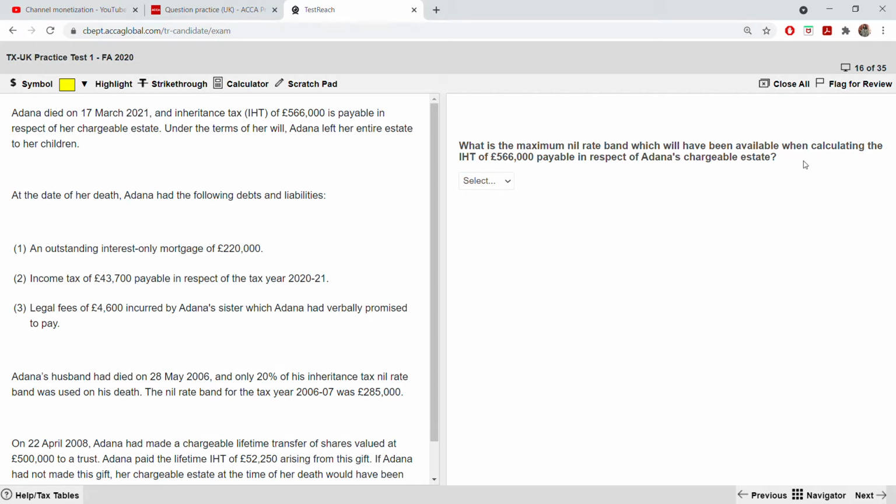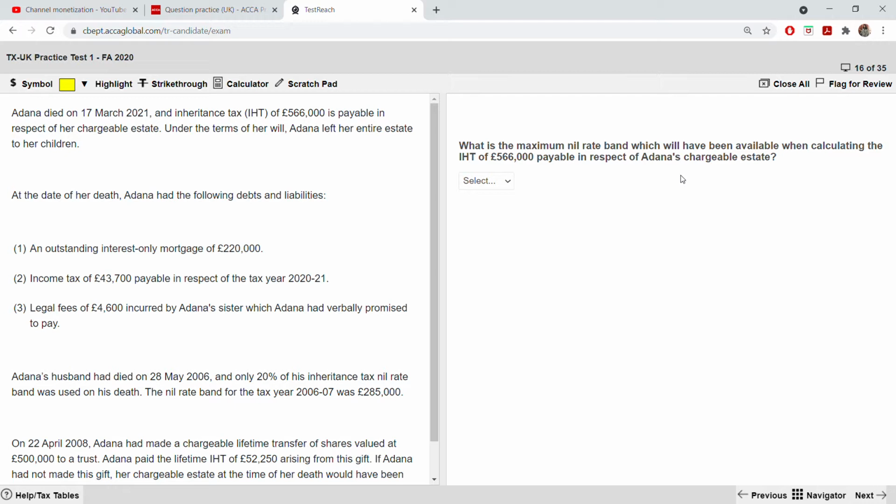So the moment we calculate the IHT of 566,000 payable: Adana died on 17 March 2021 with IHT payable in respect of a chargeable estate. Under the terms of a will, Adana left her entire estate to her children. So all those things are not needed for this one. What we need is the nil rate band, the available nil rate band.